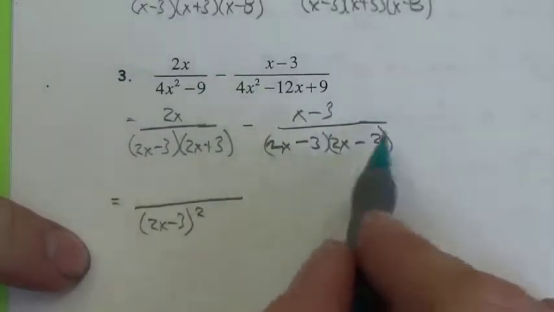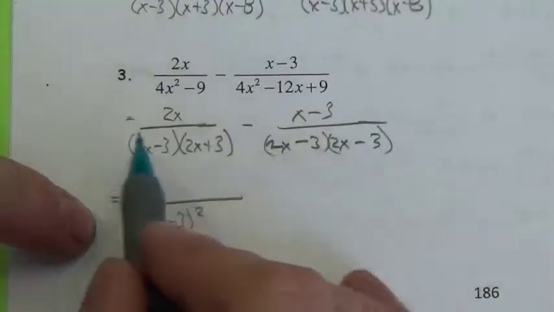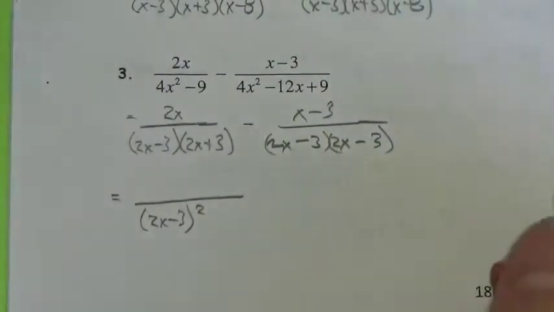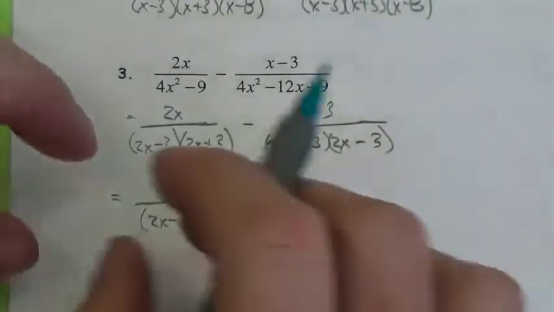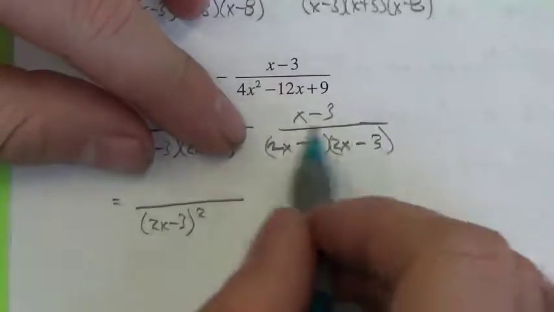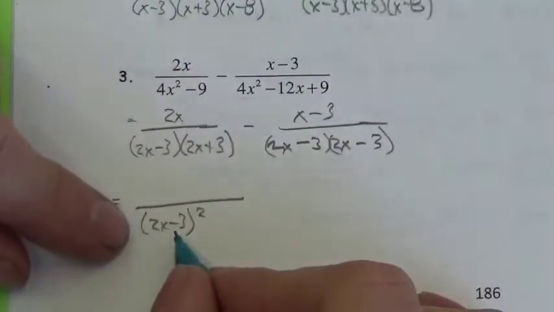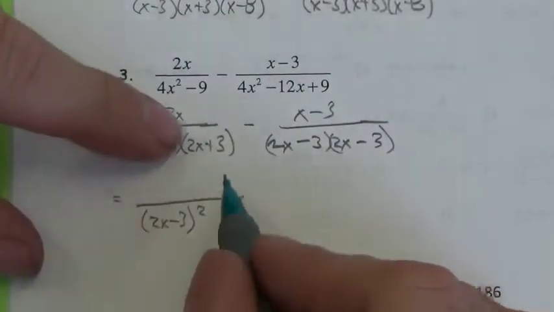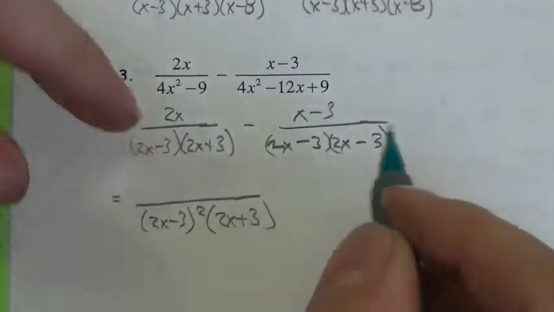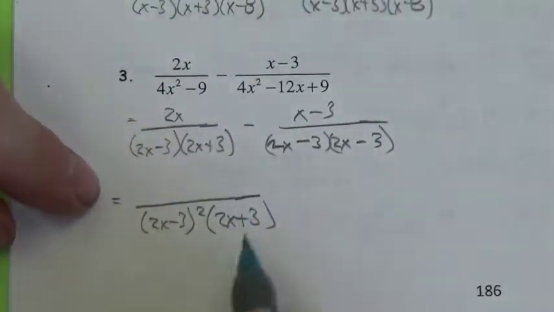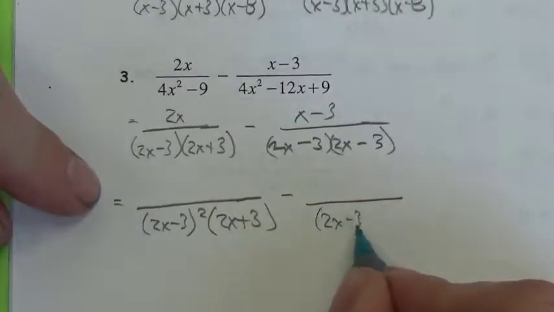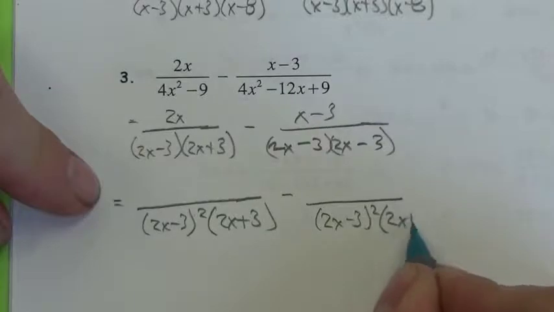squared. Notice this denominator has it twice. This one only had it once. But I need it to show up. I need to be able to see in my common denominator every other denominator. So if I'm going to see this denominator down here, I need to see that one, that 2x minus 3 twice. And then I need to have that 2x plus 3 so that I can kind of see that denominator in this one. Minus, and then this would become 2x minus 3 squared, 2x plus 3.